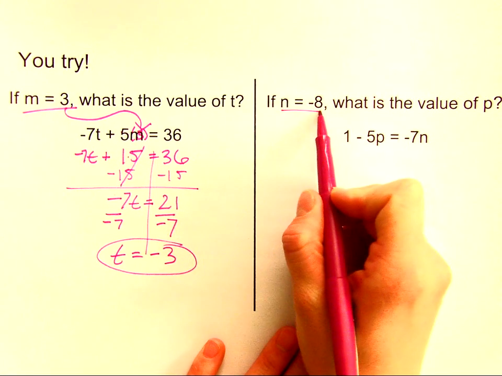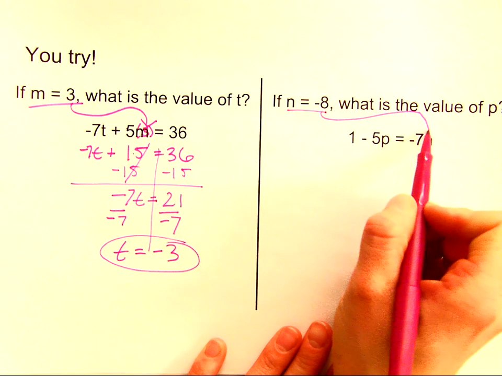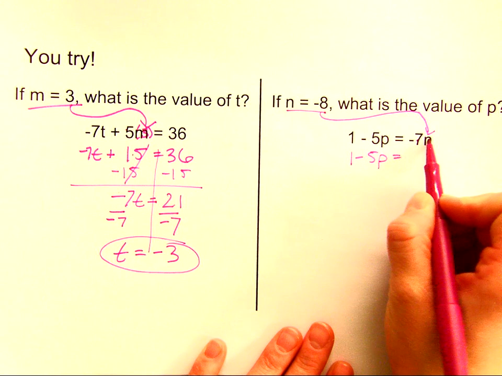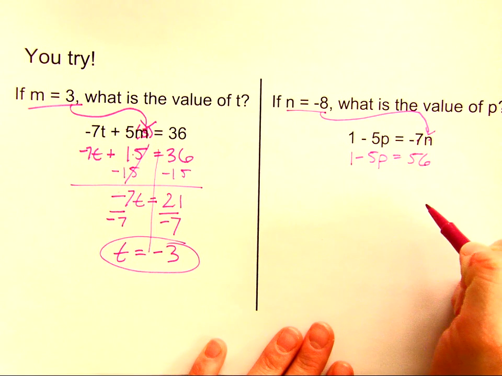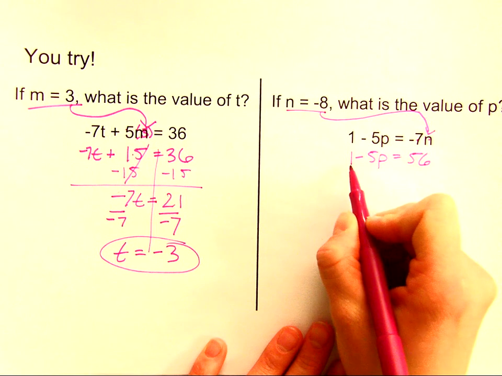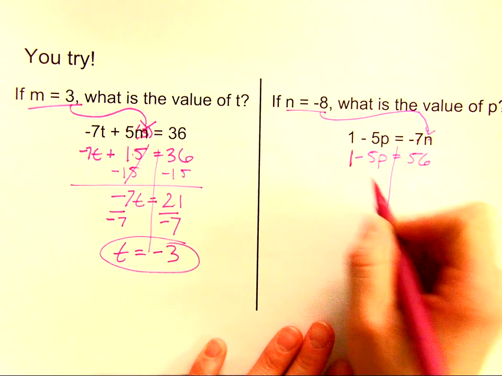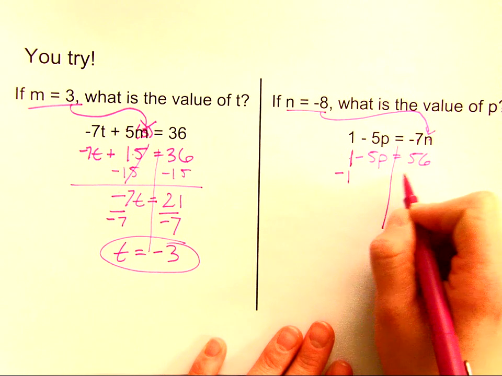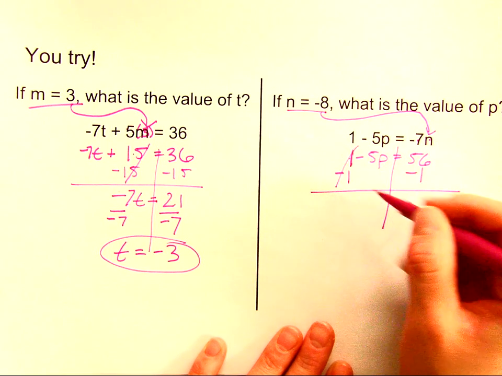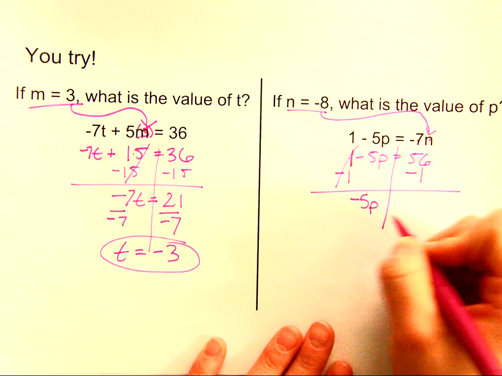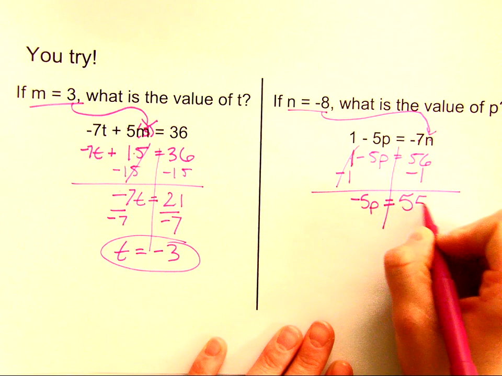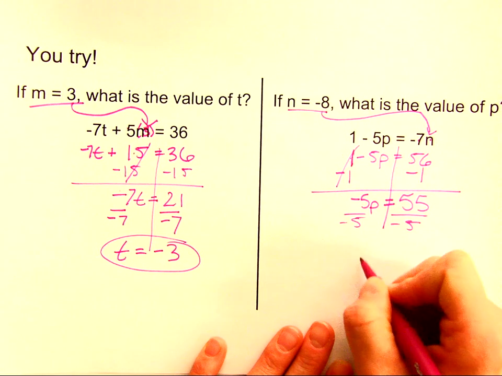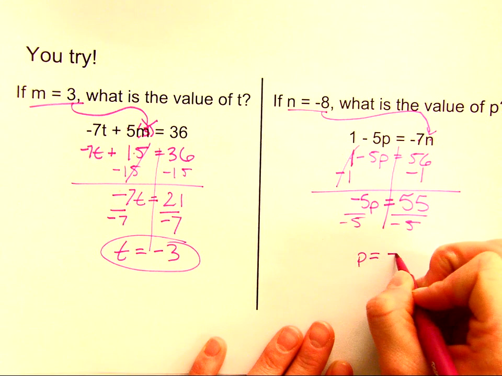Here I give you the value of -8 for n. So -7 times -8 gives me a positive 56. So to solve for p, we're canceling out this 1. Now remember, the 1 is positive, the 5 there is the -1. So we can subtract 1 here. That goes away and gives me -5p on this side, 55 on this side. Last step, divide by -5. P is equal to -11.